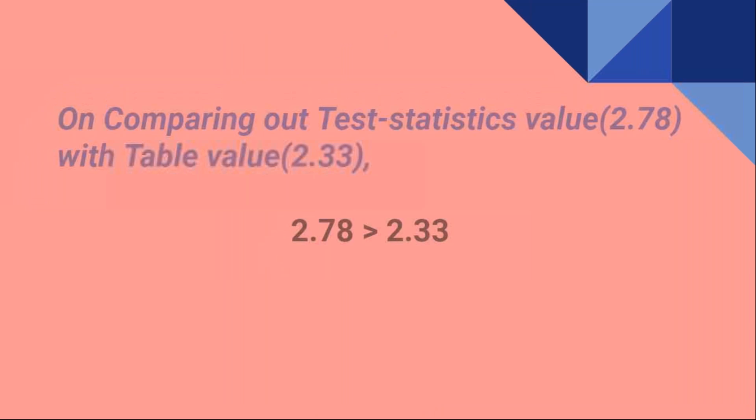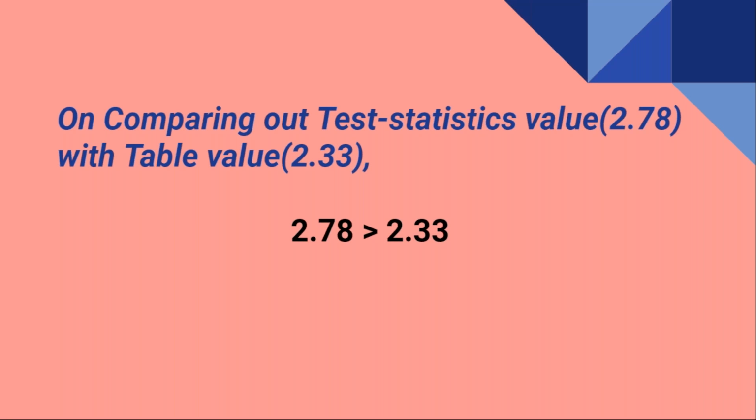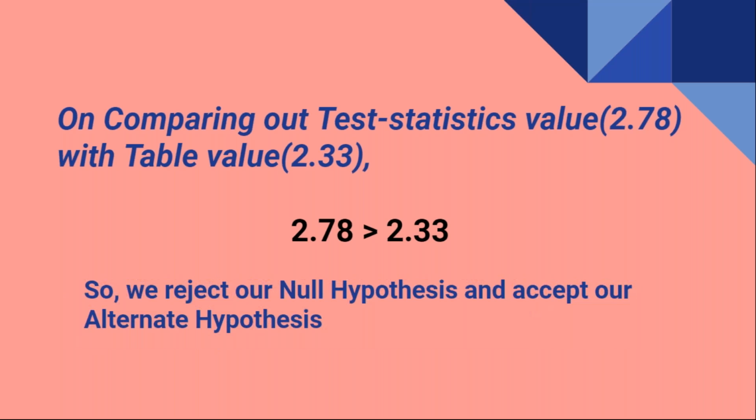On comparing the test statistic value with the table value, we find that the test statistic value is greater than the table value, as we know that 2.78 is greater than 2.33. Whenever my test statistic value is greater than the table value, in that case we reject our null hypothesis. Rejecting the null hypothesis means that we are accepting our alternate hypothesis.